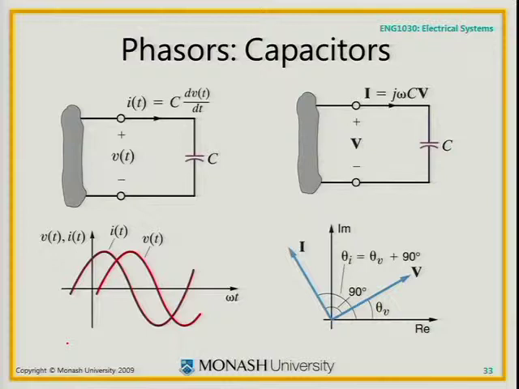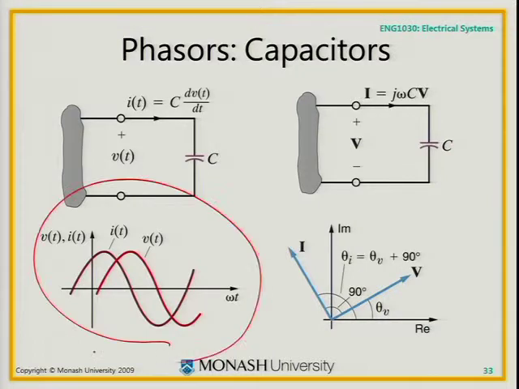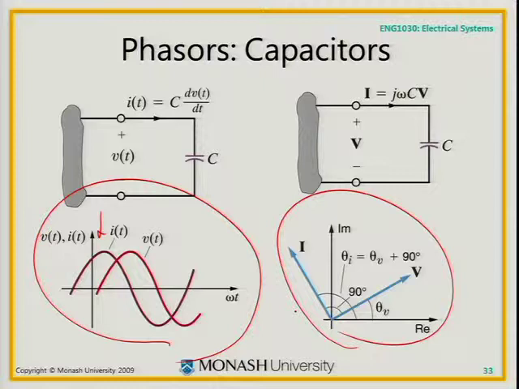So if you plotted the current and voltage waveforms, you could see that this time the current is leading the voltage by 90 degrees, whereas for the inductor the voltage led the current by 90 degrees. And that's also demonstrated in the complex plane, just in terms of the phasors V and I in that figure there.